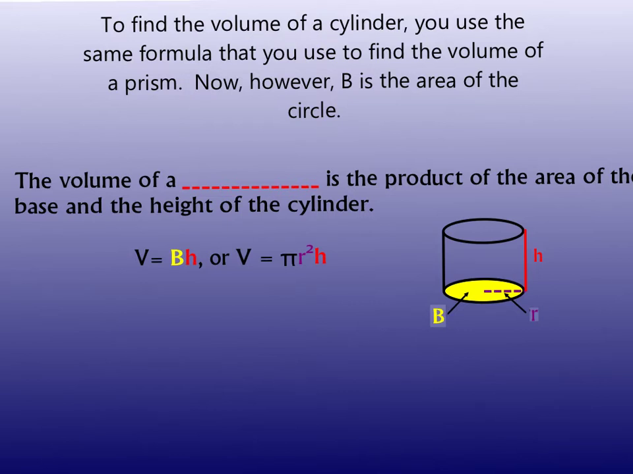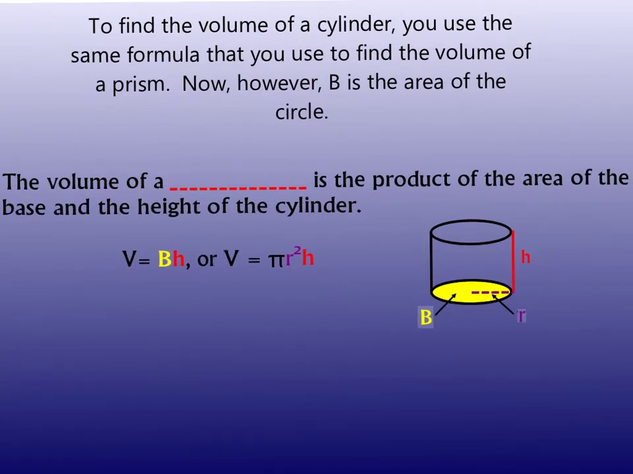Alright, so now we're going to find the volume of a cylinder. To find the volume of a cylinder, you're going to use the same formula that you use to find the volume of a prism. However, though, B is the area of the circle. So the volume of a cylinder is the product of the area of the base and the height of the cylinder.